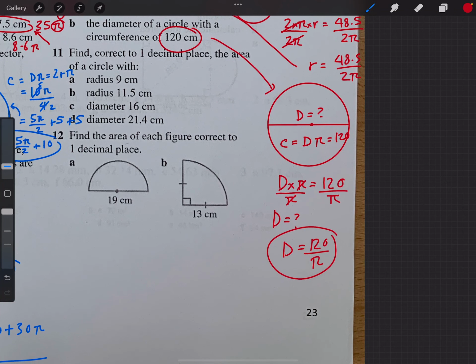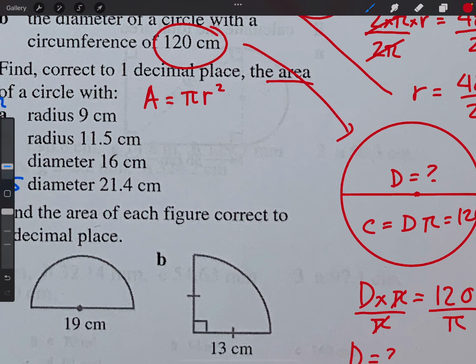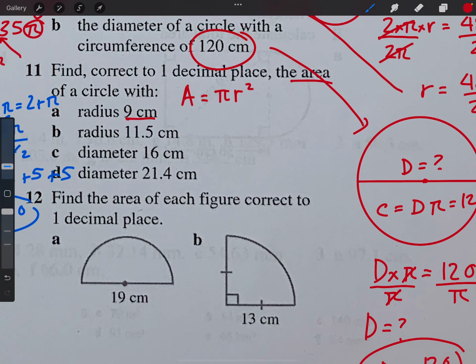Question 11. Find correct to 1 decimal place the area of a circle with radius 9 centimeters. Okay, the area of a circle is given by the formula area equals pi times radius squared. So if we're given the radius, we can just plug this straight into the formula. Well, that's pi times 3 squared. 3 squared is 9, so that's 9 times pi. Put it into the calculator, get your answer to 1 decimal place.